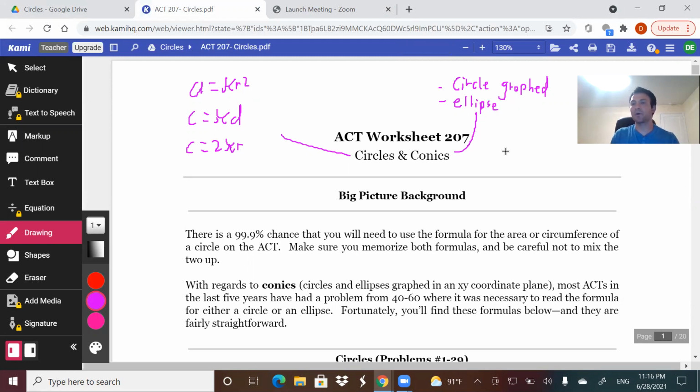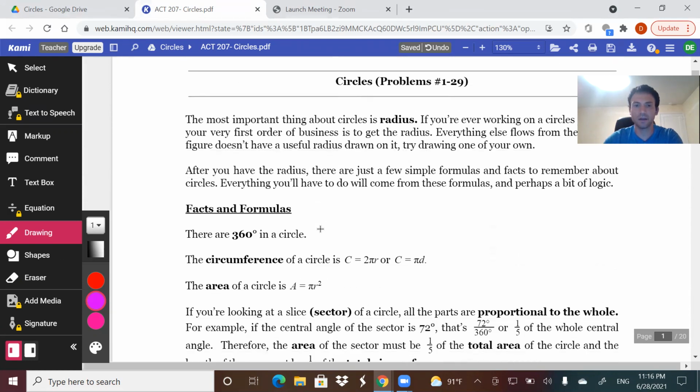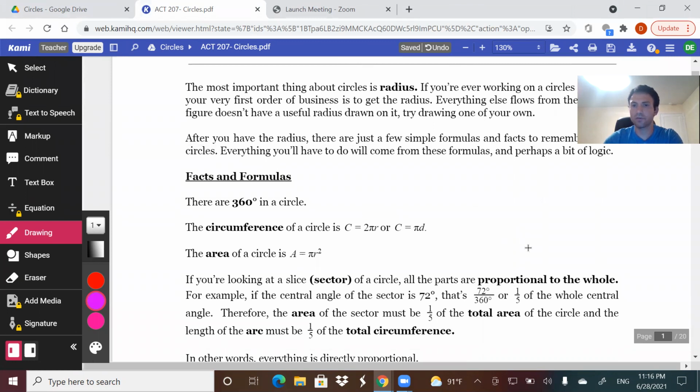Occasionally, it will be a hyperbola, but I've only seen a hyperbola once on the test, and there's a way to get it without really needing to know much about hyperbolas. So we'll leave that off in this video. Okay, well, anyway, with that said, let's talk about circles first, and then on the second half, we'll make our way into conics. So we know a circle is 360 degrees.